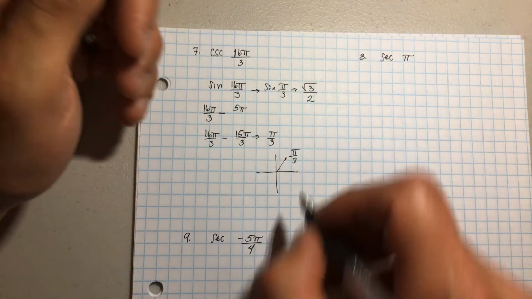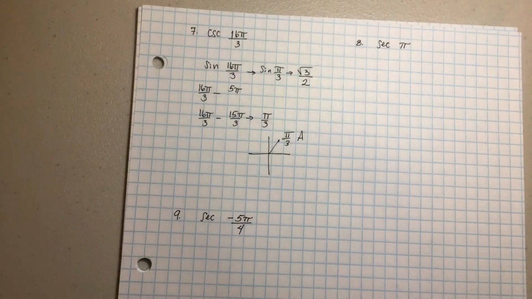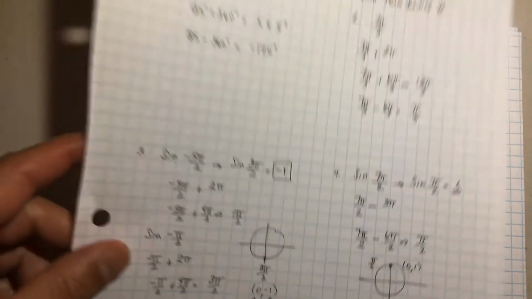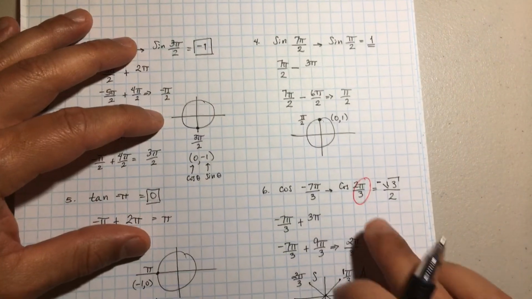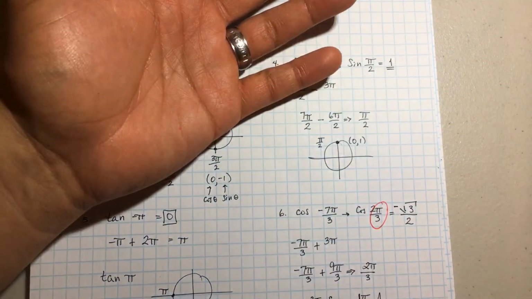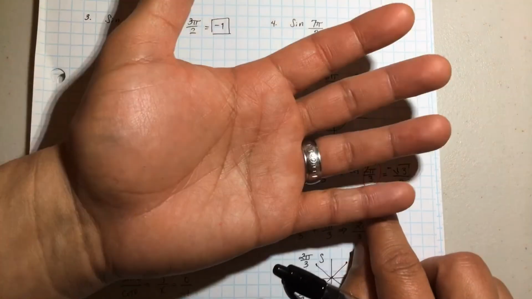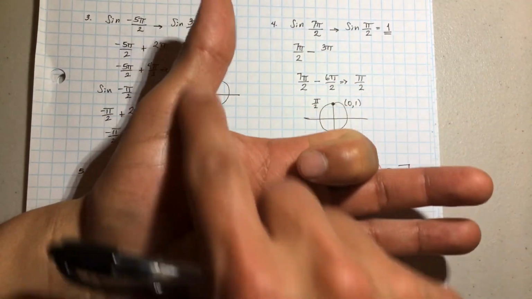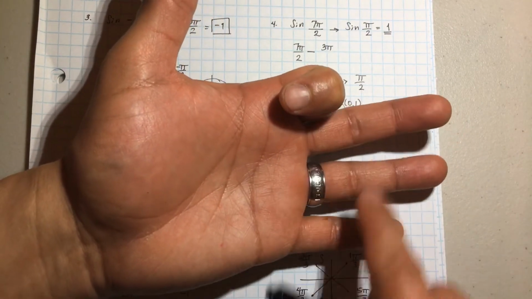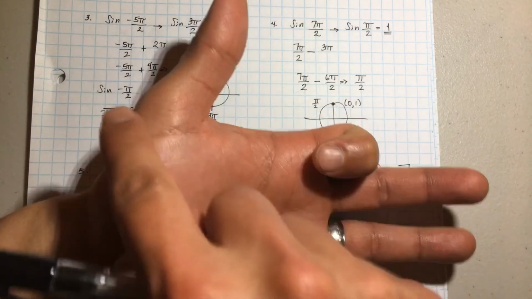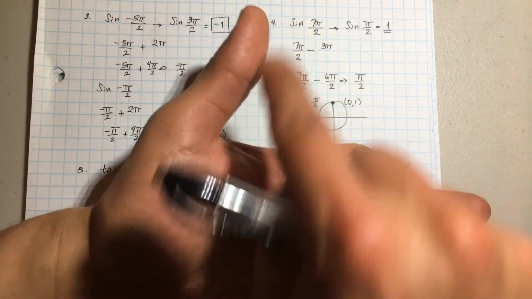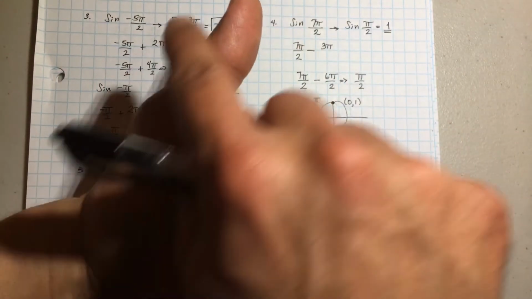So this guy's positive. And let me go back and verify here. Let me see, cosine of pi over 3. You see that? Yeah, we did make a mistake, huh? Or I made a mistake. Pi over 3 is here, right? Cosine is the top. Sine is the bottom. So I was going too fast. So cosine is one finger, right?